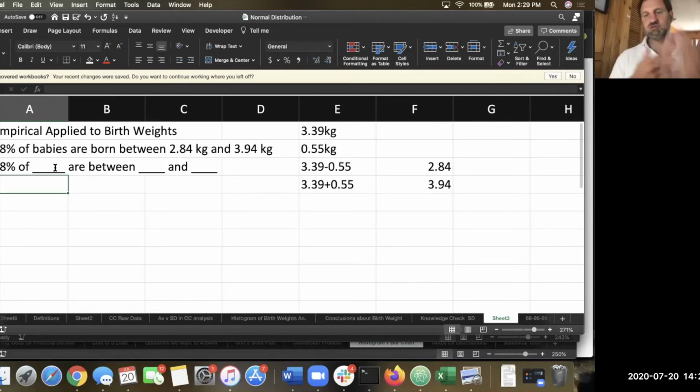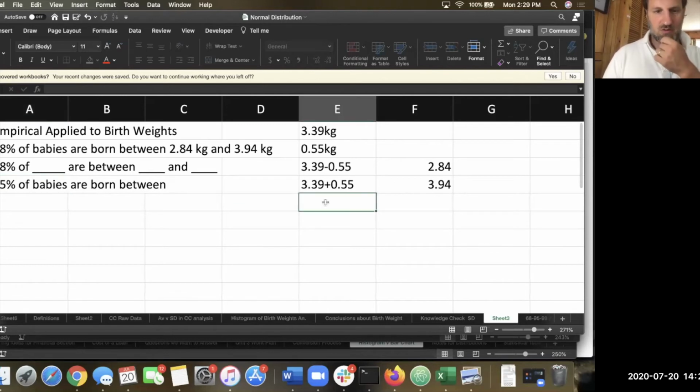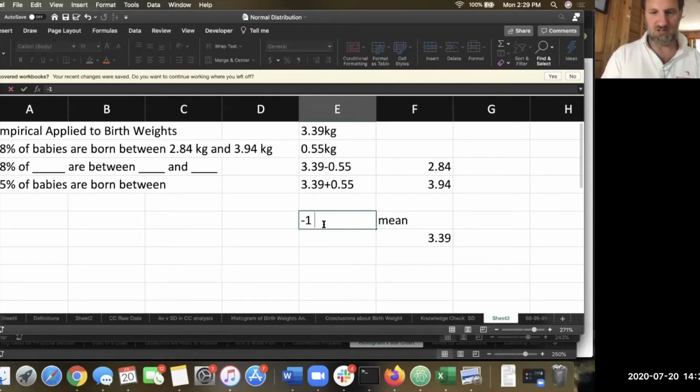So the next two sentences are very similar. 95% of babies are born between. Now, when I do my next calculation, I'm just going to repeat my subtraction, okay? So you can think of it as kind of a little scale. In the middle, you have the mean. Then you do -1 standard deviation.